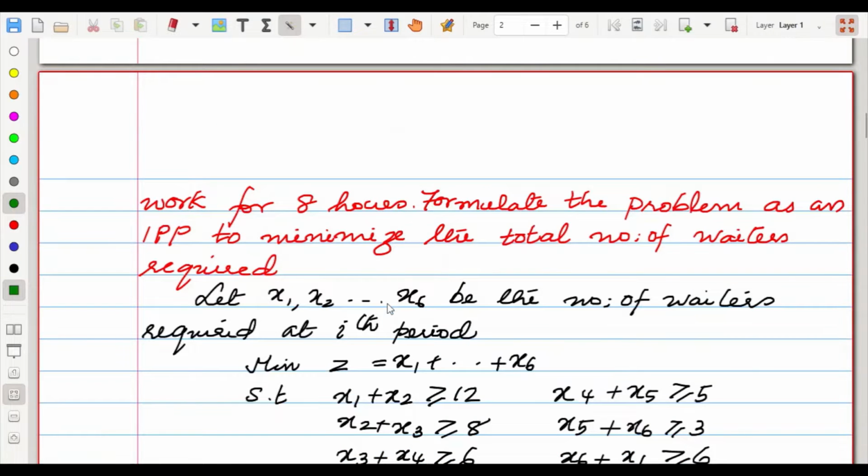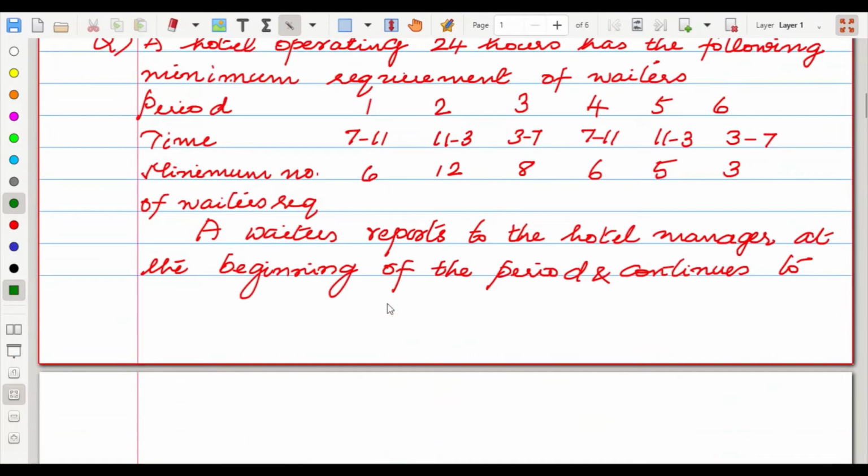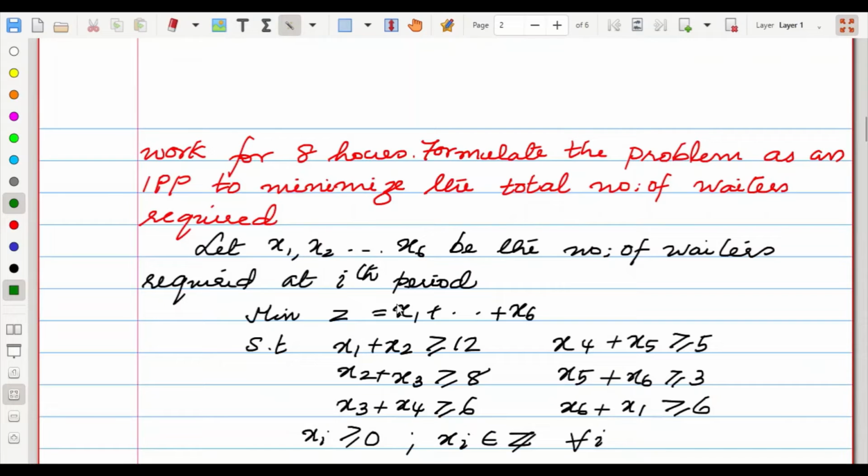So here we can consider this is the decision variable actually. It is the minimum number of waiters required. How many waiters are required? We are having 6 time periods. So we can choose x1, x2, etc. x6 to be the number of waiters required at the ith period. So xi is the waiters required at the ith period.